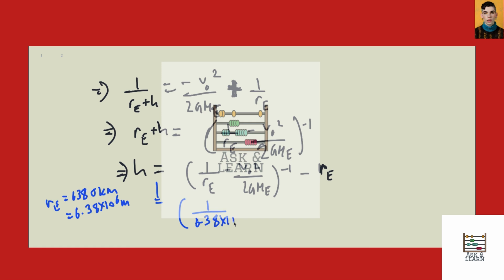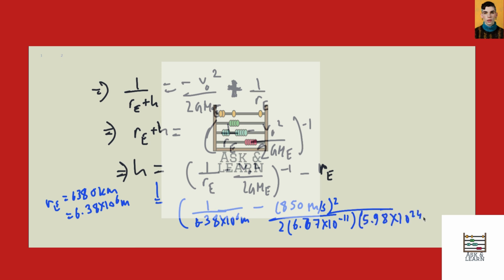Then 10 to the 6 meters minus v naught squared, the velocity of launch, that's 850 meters per second squared, over 2 times G, which is 6.67 times 10 to the negative 11 in SI units. You don't need to worry about the units if you use that, times the mass of the Earth, which is about 5.98 times 10 to the 24 kilograms. By the way, this information is all in the book, or you can look it up. Everyone knows the mass and radius of the Earth.